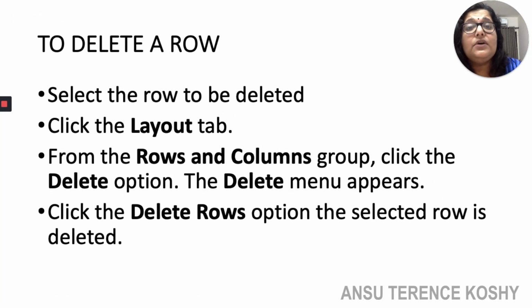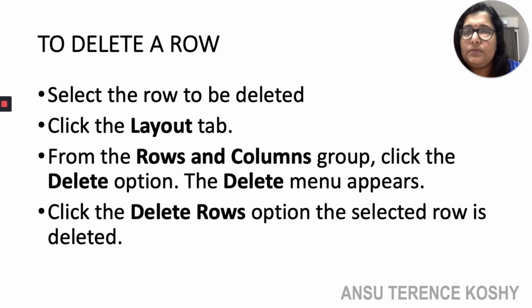To delete a row, what do you do? The process is the same. Select the row that you want to delete. That is the first step. Then click on the Layout tab. In the Layout tab, look for the Rows and Columns group. In that you click on the Delete option like before. The Delete menu appears, and in that you click on Delete Rows, and the selected row is deleted.